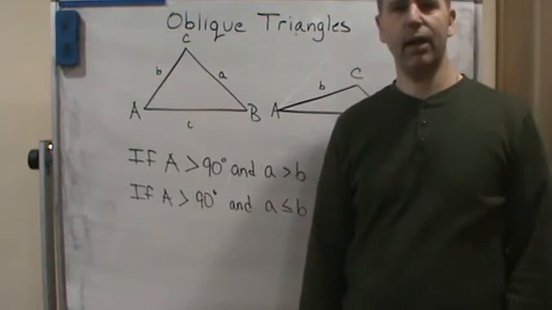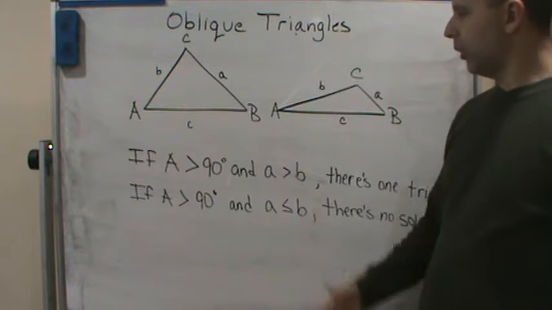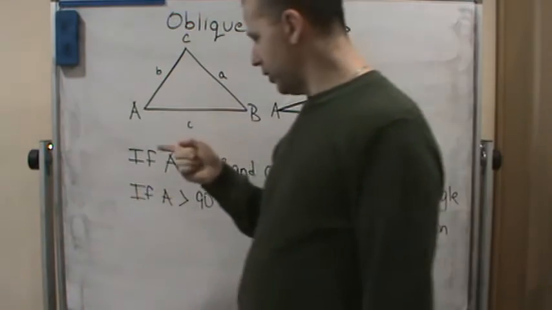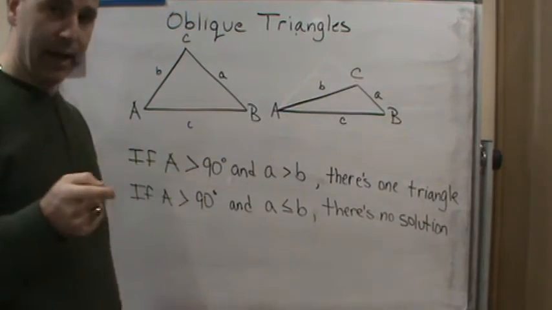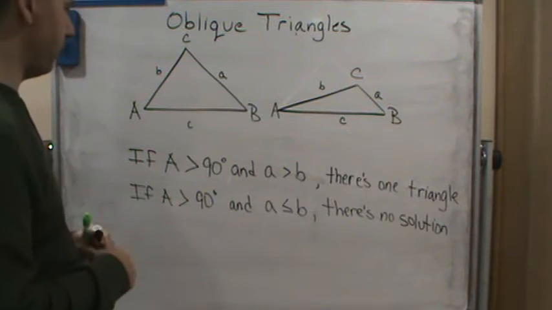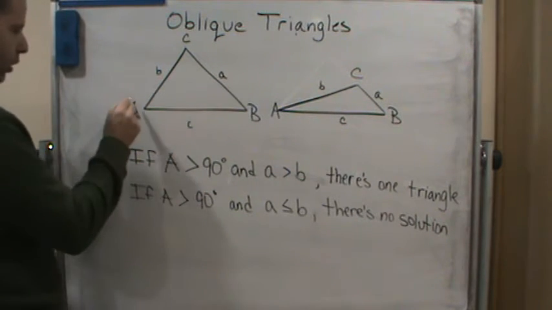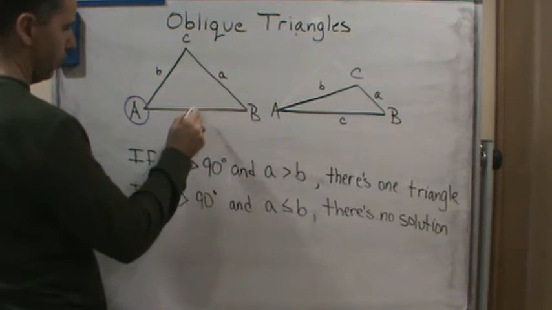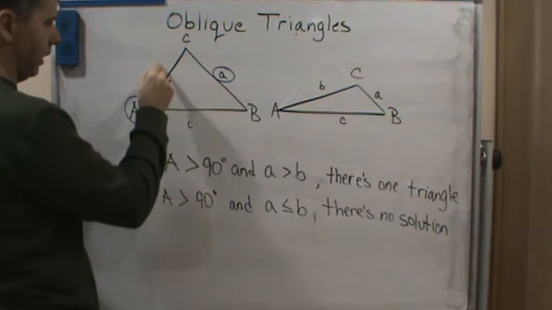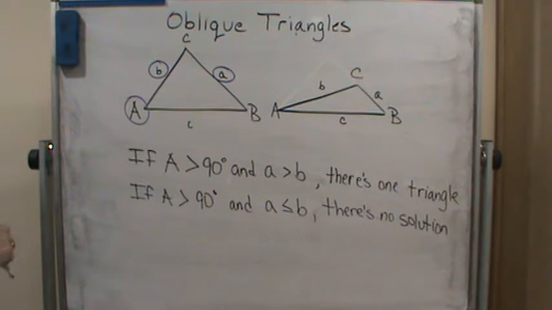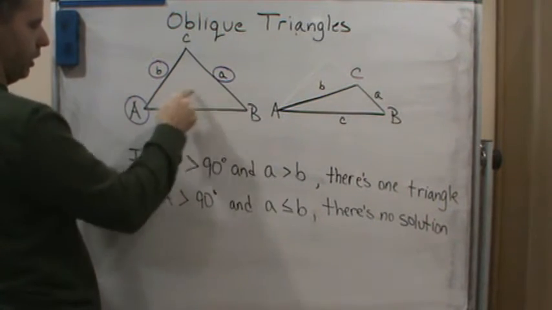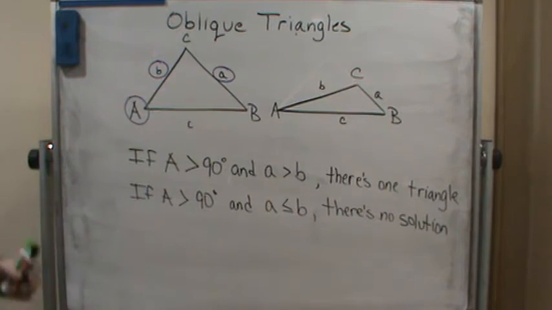Okay, so welcome back, and now we're going to talk about oblique triangles, but we're going to talk about case number 2. Now in case number 2, we know two sides and the angle across or opposite one of the sides. For example, let's say we know A, and we know B, for example. Okay, so we know two sides and an angle across from one of the sides.